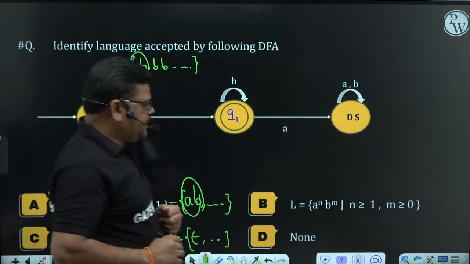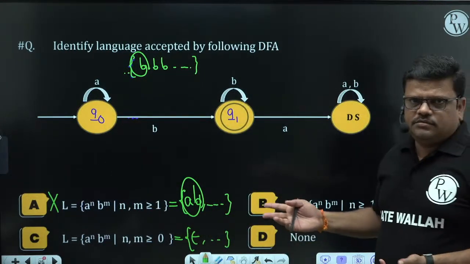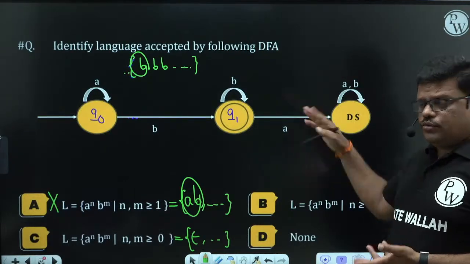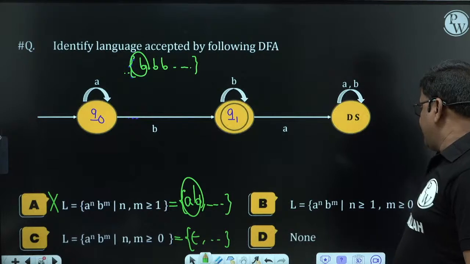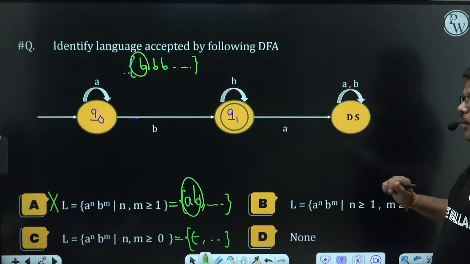Come to the option B. It's very easy. Now we are solving so many questions. Till now we solved almost 2 questions. Those questions are somewhat tricky. This is very easy. We don't get much time. Can you tell me what is the minimum string we can generate from option B?